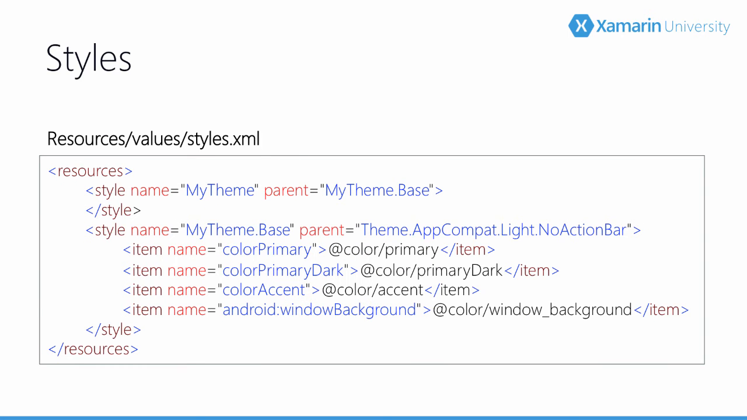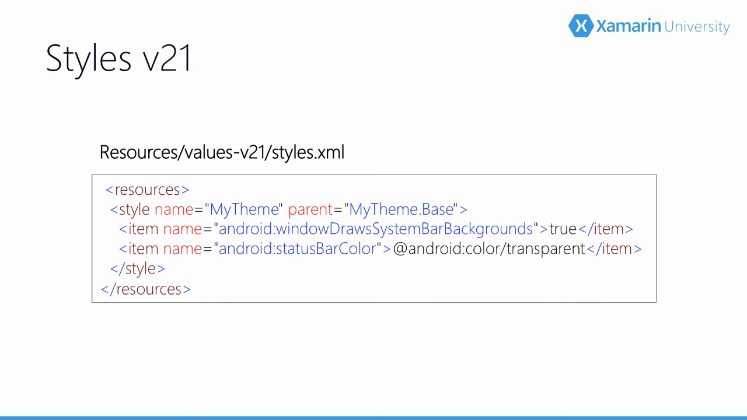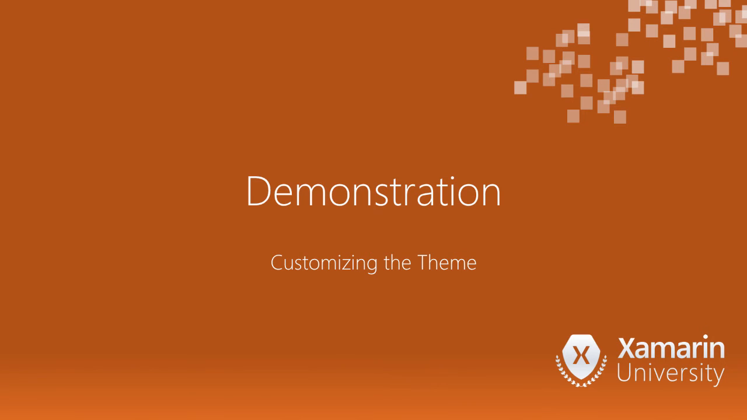This means that your styles XML file will change to the following. Instead of hex colors, you're going to now reference those colors created in the colors XML file. The values v21 styles XML file will now contain attribute overrides specific to Android 5, or even overrides to the base style XML file if needed. Let us switch back to Xamarin Studio to see how we'll customize the theme.